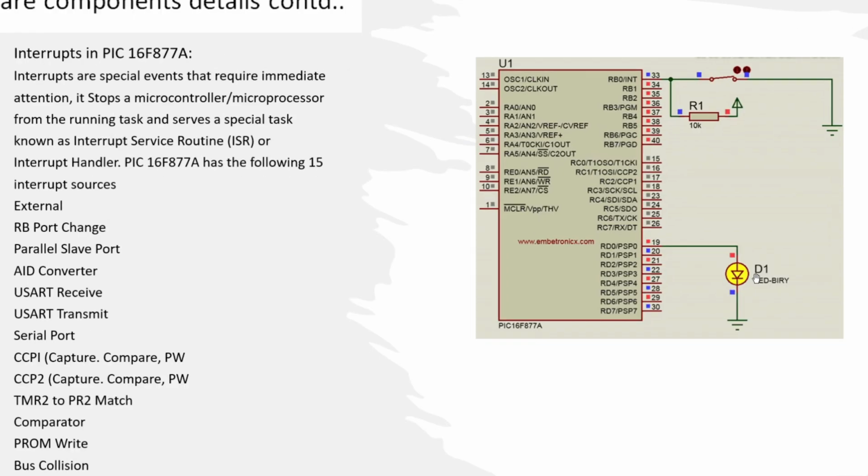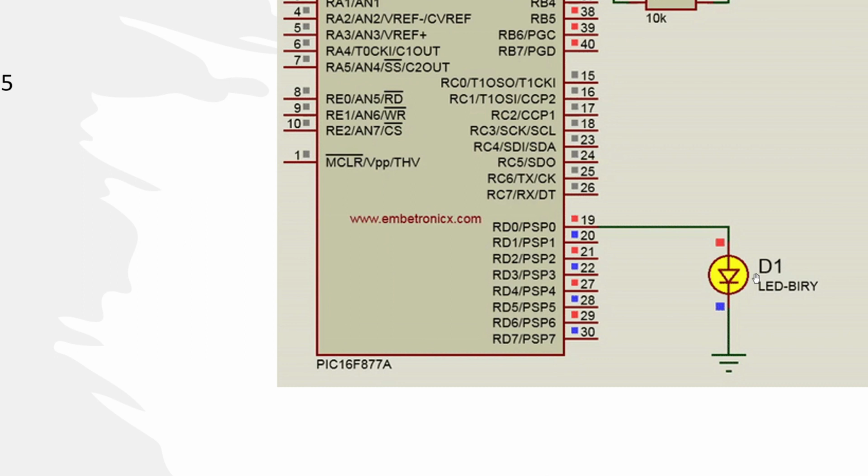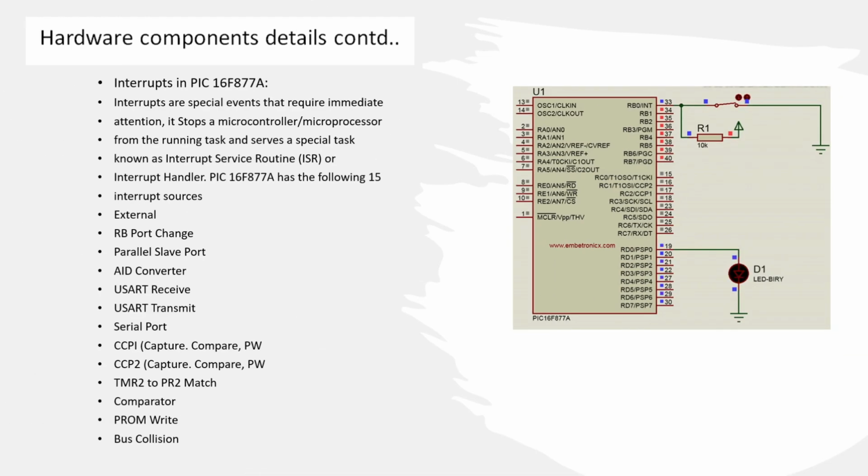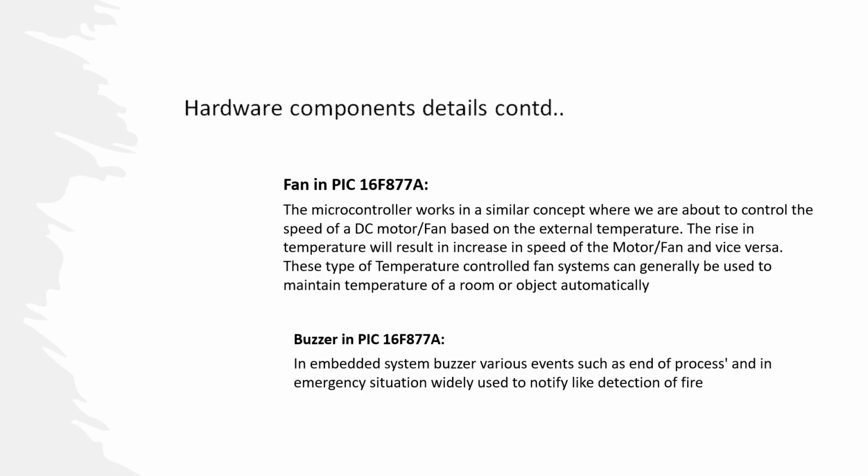This is the LED, which is a light emitting diode. Now the details about the fan are given here. The microcontroller works on a similar concept, where we are about to control the speed of a DC motor fan based on an external temperature. The rise of temperature will result in an increase in speed of the motor and fan, and vice versa. These types of temperature control fans can generally be used to maintain the temperature of a room or object automatically.